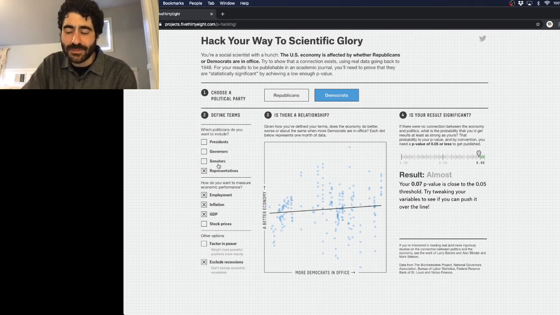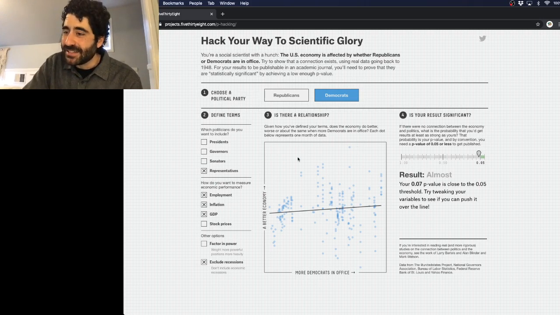Does that mean when there's lots of Democratic representatives or governors? And what does it mean for the economy to be doing good? There's many different measures of the economy. Do we want to try to exclude weird times, like recessions? Part of the point of this tool is that by switching around and trying many, many hypotheses, you can get this to go in almost any direction.